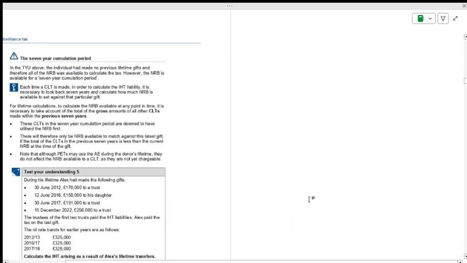The 7-year accumulation period. Read this one. You read. The moment you read, you will remember. My reading is not important.